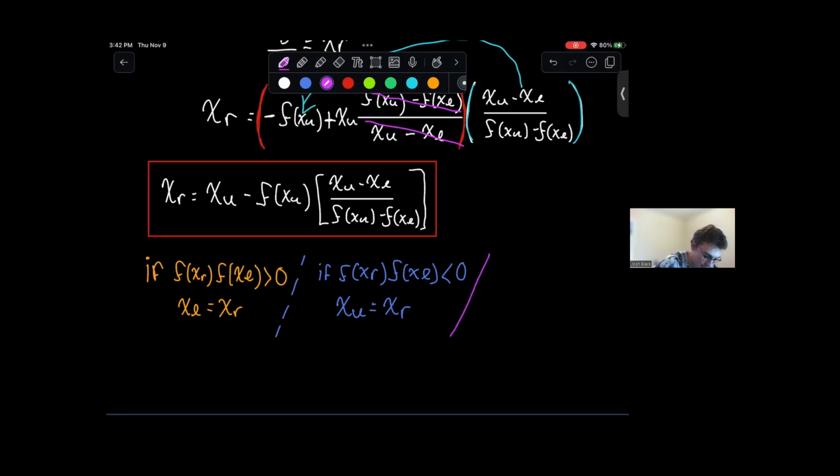If on the off chance we get f of xr times f of xl is equal to 0, well, then we're super lucky and xr is our true solution, which would be pretty lucky if we got that.